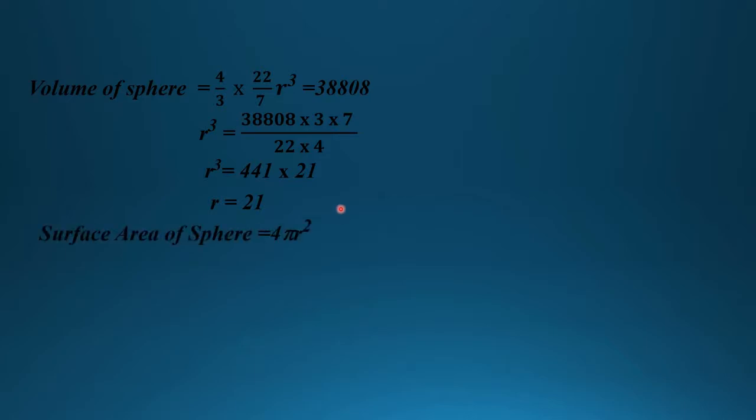Now, we will be finding surface area of sphere, that is equal to 4 pi r square. So, substituting the values of pi and radius, we get surface area is equal to 4 multiplied by 22 by 7 multiplied by 21 into 21. So, that is equal to, cancelling 7 and 21, we get 4 into 22 into 21 into 3.